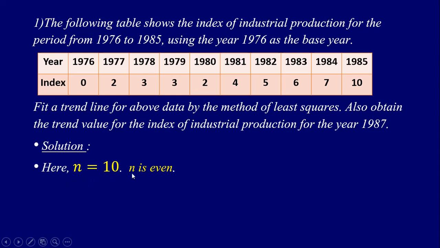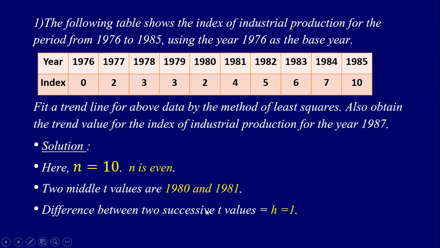Here n is equal to 10, n is even. Two middle t values are 1980 and 1981. If there are 10 observations, we leave the first 4 and the last 4, so we get 1980 and 1981. These two are the middle two values for variable t.